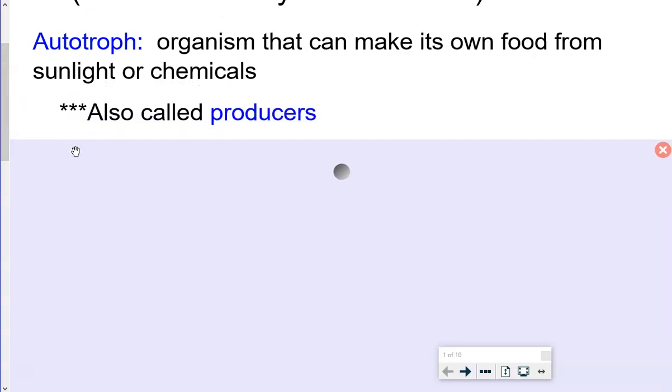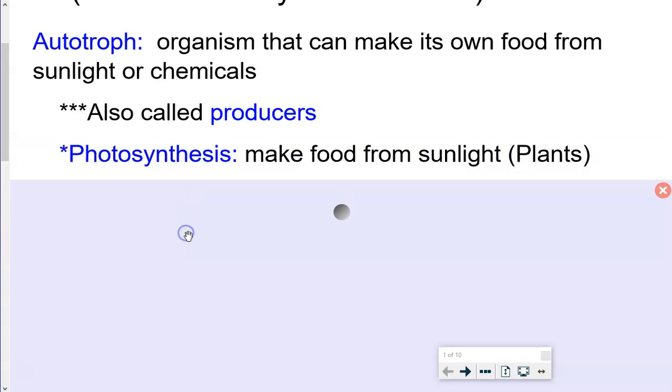Now, these autotrophs have another name called producers. So the word autotroph and producer are synonyms. That means they mean the same thing. And you should know both words and you can use them interchangeably. That means if you have like a quiz question and you're not sure if the answer is autotroph or producer, they're both good. They mean the same thing. Okay? So an autotroph is an organism that can make its own food from sunlight or chemicals. This is also called a producer.